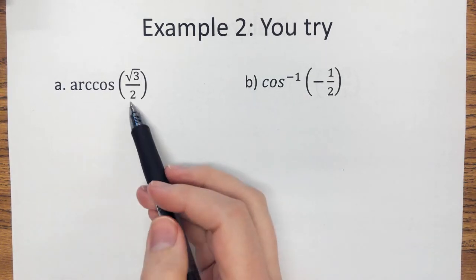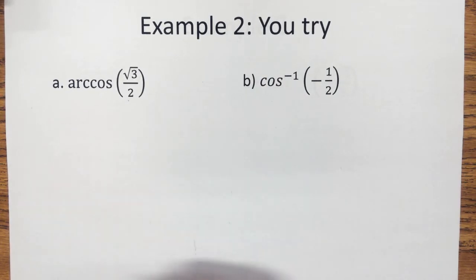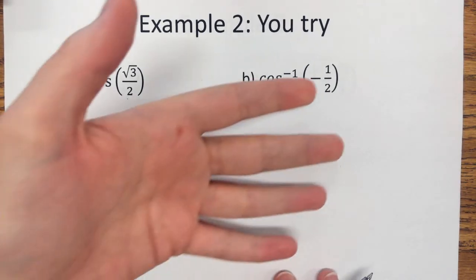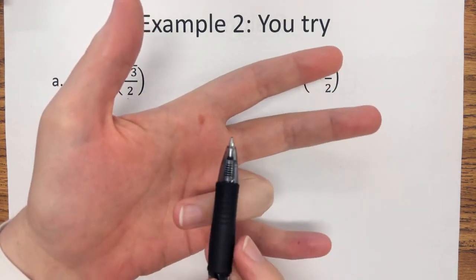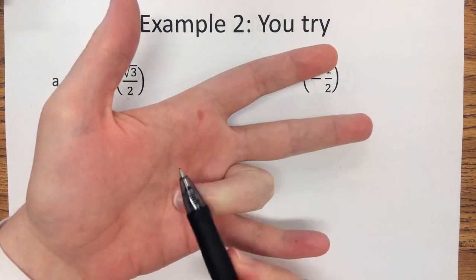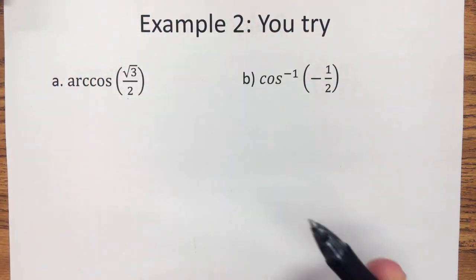So arc cosine of square root of 3 over 2, I'm thinking where on the unit circle is cosine square root of 3 over 2? Well, I want 3 fingers above my turn down finger. If you don't have this memorized, use this trick. That's again kind of the pi over 6 angles.